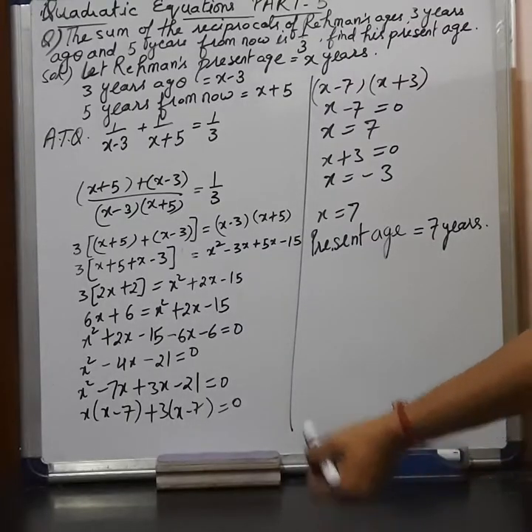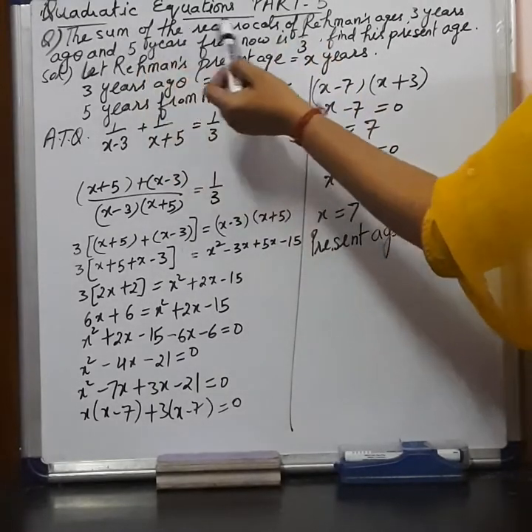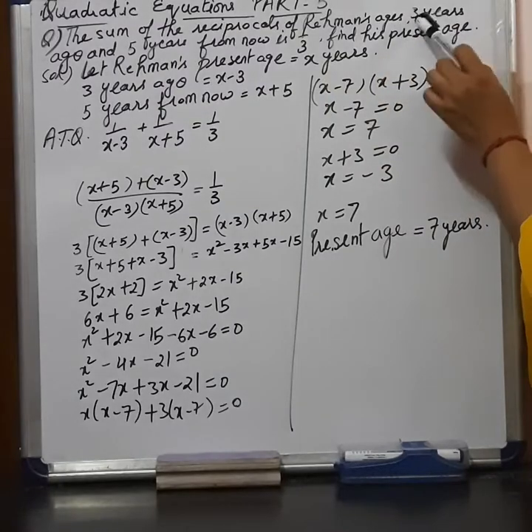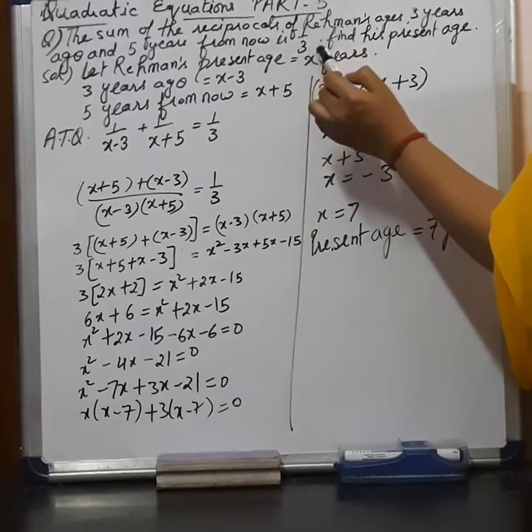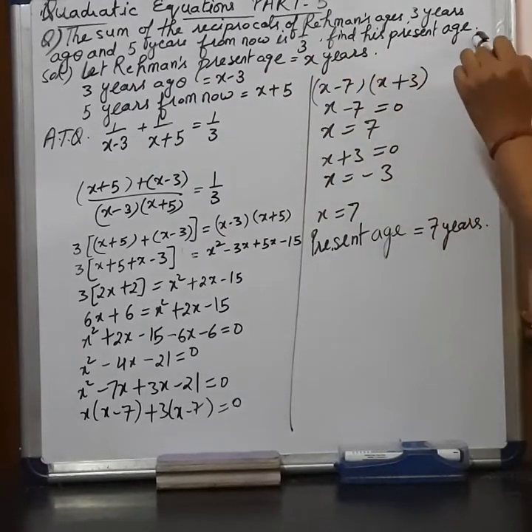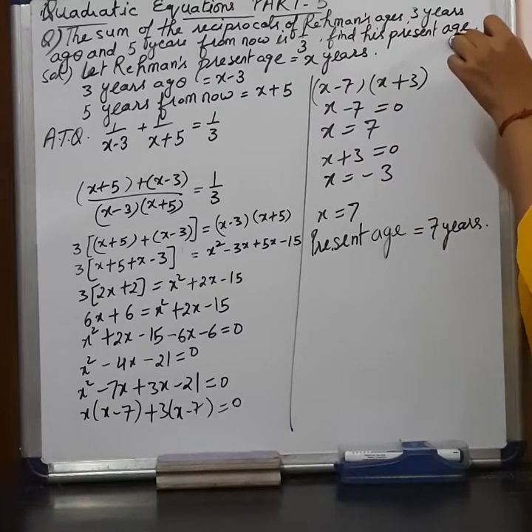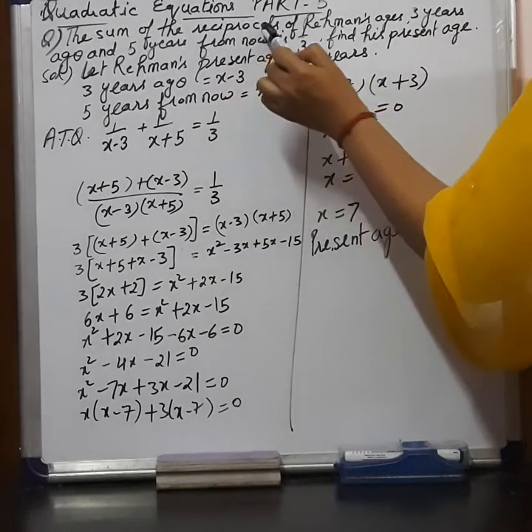The next question is a problem sum we have taken in part 5: the sum of the reciprocals of Raman's ages 3 years ago and 5 years from now is 1 upon 3. Find his present age. I told you whatever they are asking, you will assume in the form of x. So what is the meaning of reciprocals?